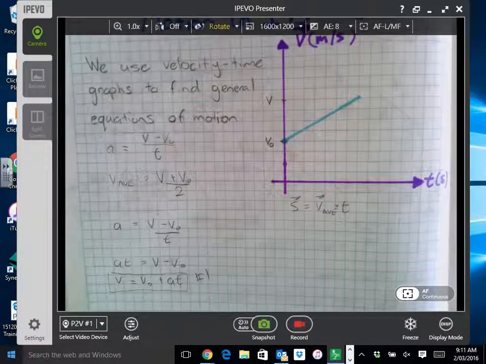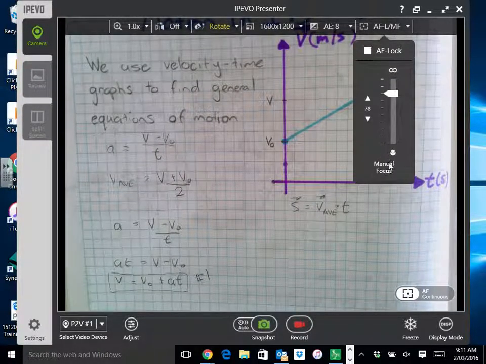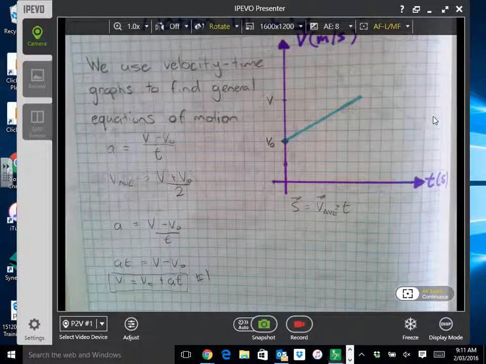Okay, it's auto-focusing for some reason. I told you to go manual. Oh, no matter. There we go.